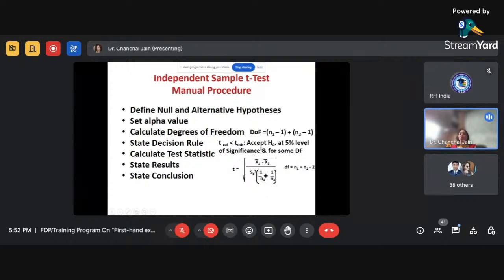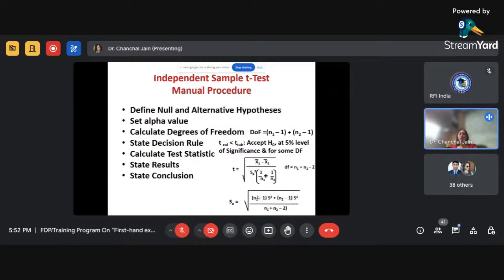Then you will calculate the value of t. Generally, this is the formula. Using that, you can calculate the value of t. Even the software uses the same kind of formula, right? So x1 bar, x2 bar is clear to everyone. These are the means of both the groups. Sp is the pooled standard deviation, or Sp square, the pooled variance. N1 and N2 are the sample sizes of both the groups, right?